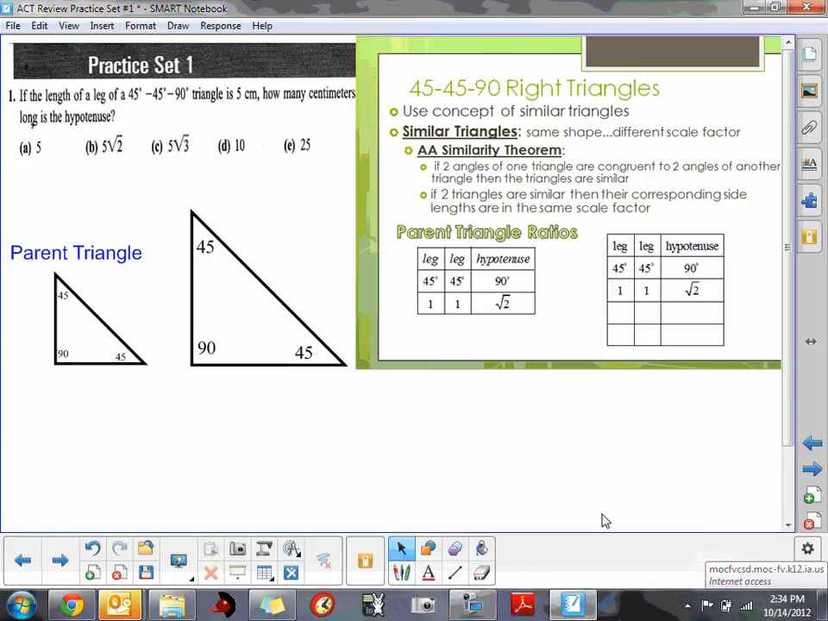The first question I want to look at is on practice set 1. It's about 45-45-90 right triangles. We would like to have a really fast, efficient method, and there is one. I just want to give you a little background information on it to lead us into this idea.